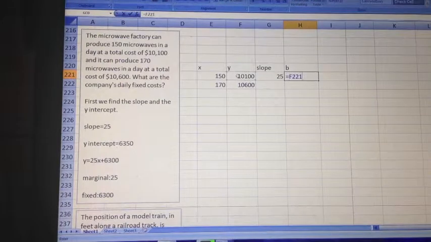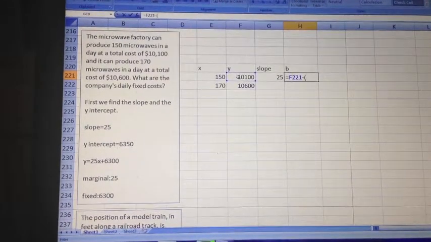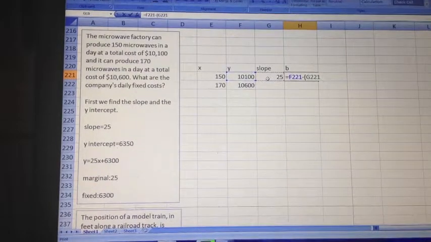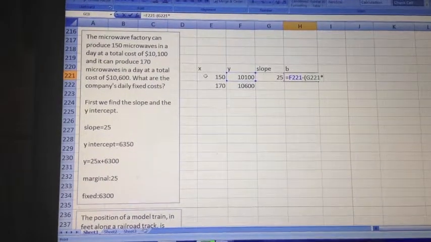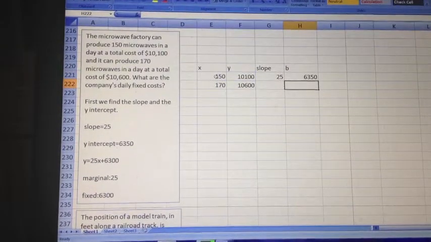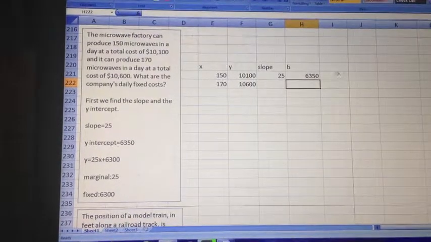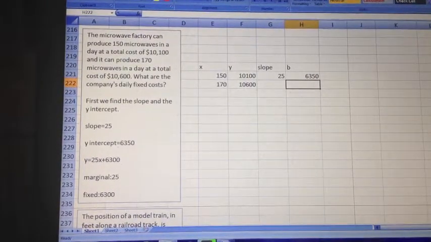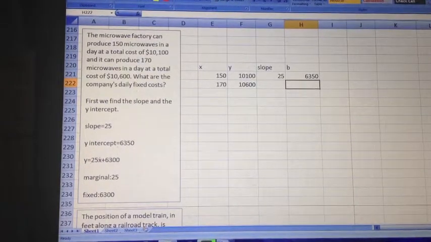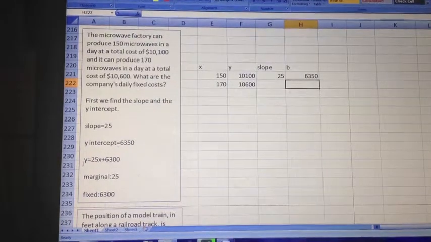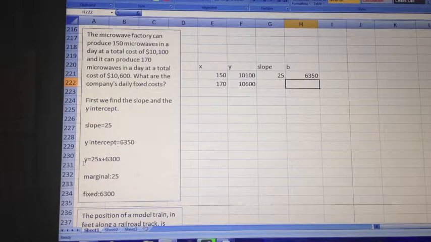We do y1 minus parentheses slope times x1, close parentheses, hit enter, and we see that our y-intercept is 6,350. So we make this into our equation using the y equals mx plus b formula. So we see that our equation is y equals 25x plus 6,350. And we know from previous problems that our slope is our marginal cost and our y-intercept is our daily fixed cost.